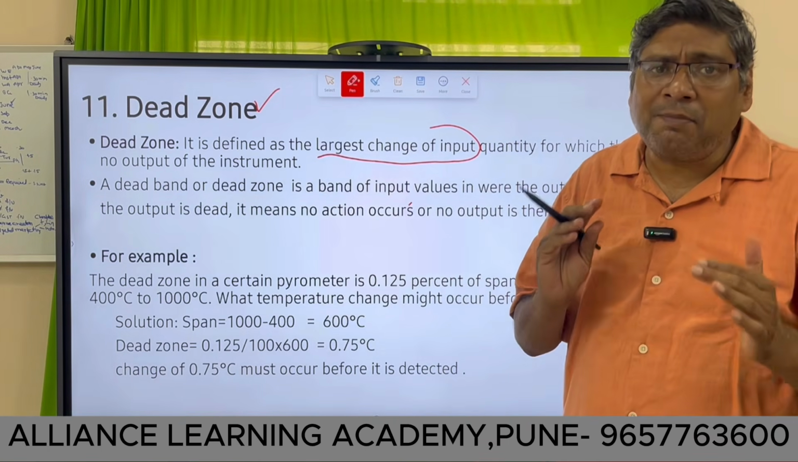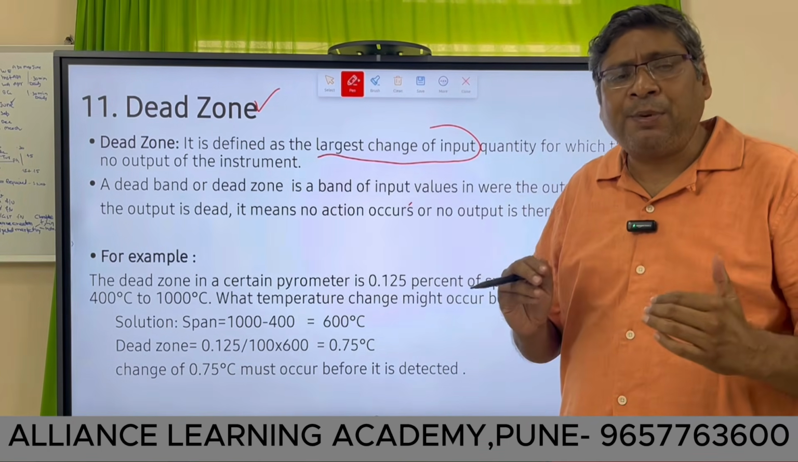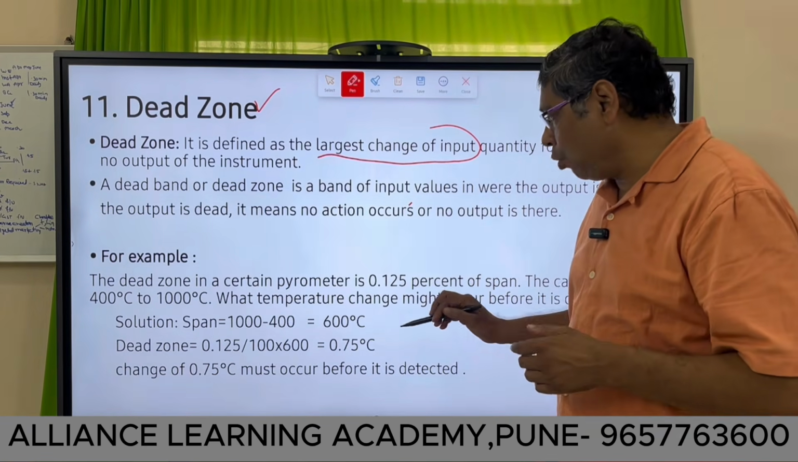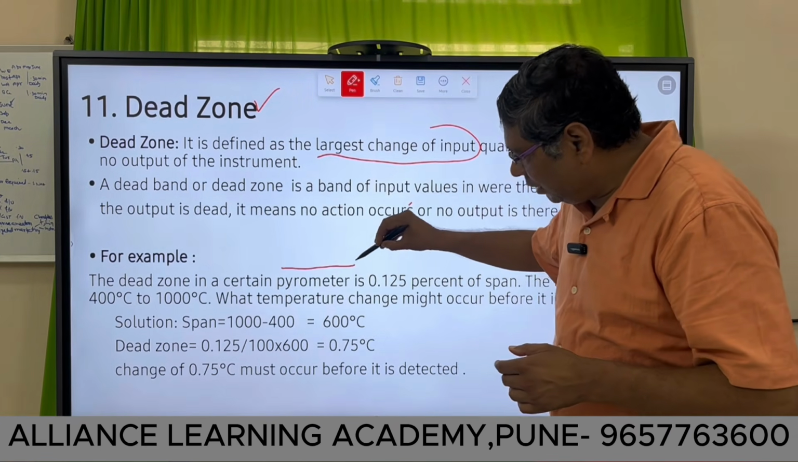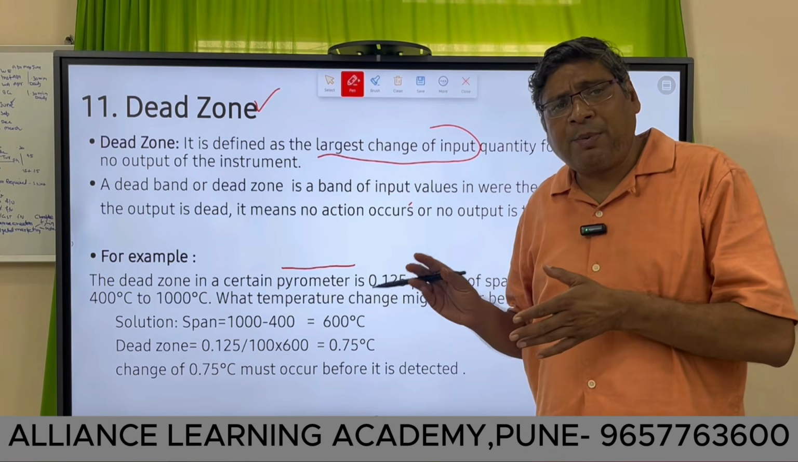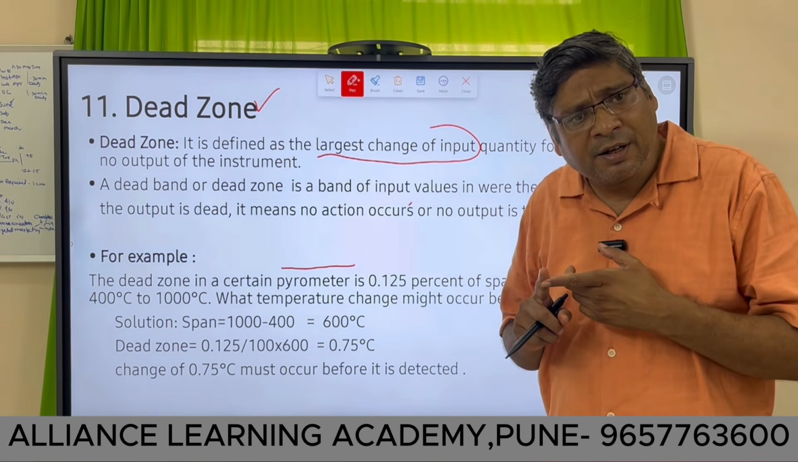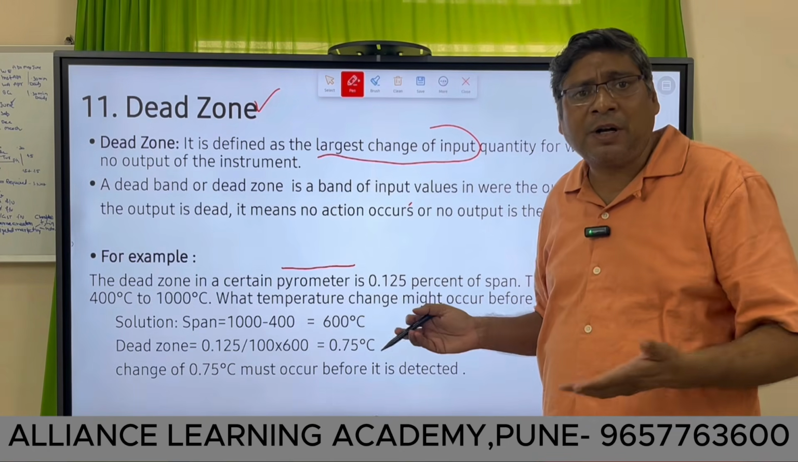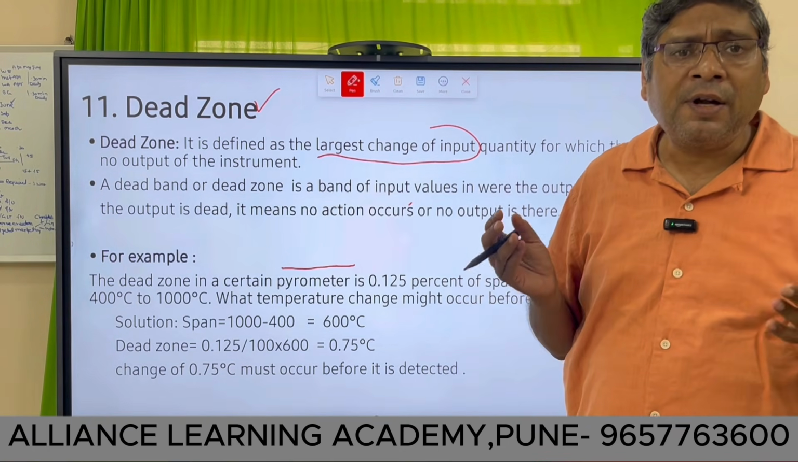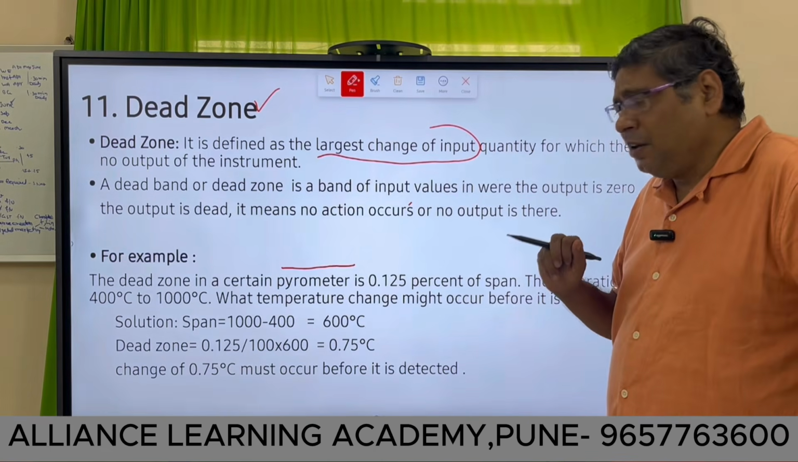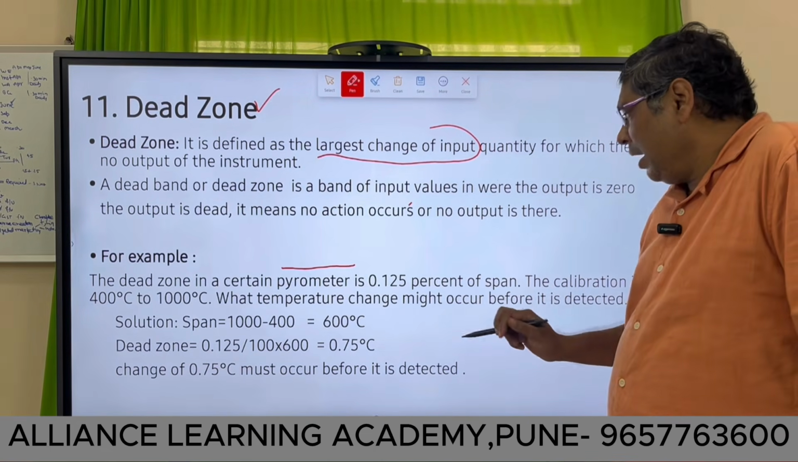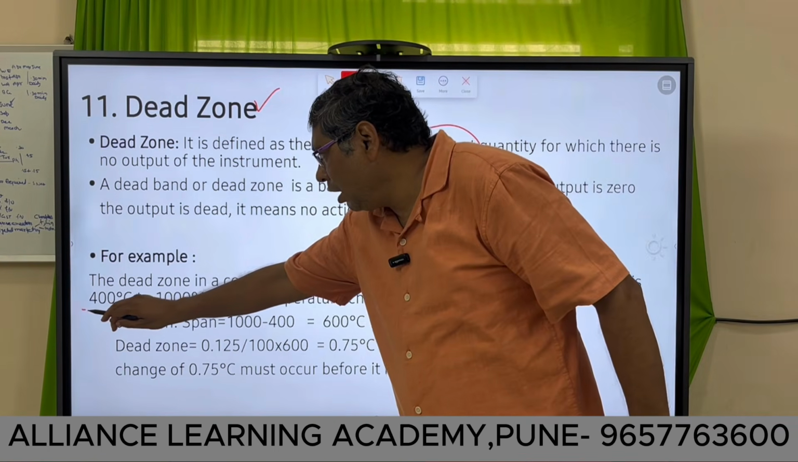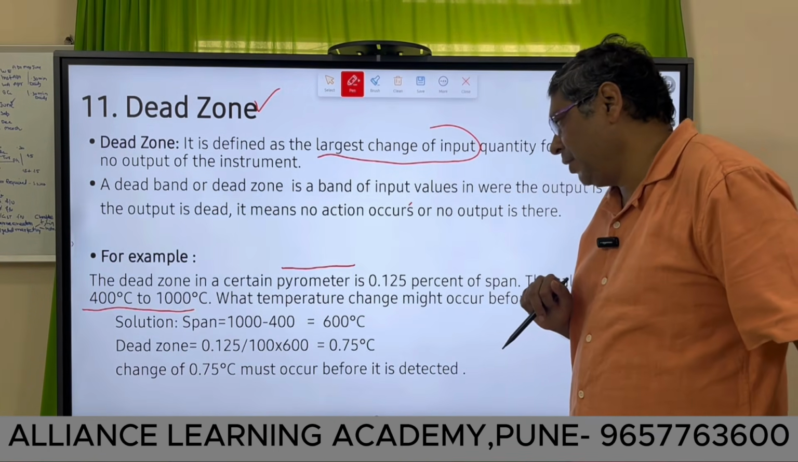Now we will see it with the example of a temperature element, and today I selected a pyrometer, because you have already seen the basic temperature sensors, RTD and then the thermocouple, and now the pyrometer. Pyrometer is a non-contact type of temperature sensor. Here, what is the example? Here the range is 400 to 1000 degrees Celsius, right?